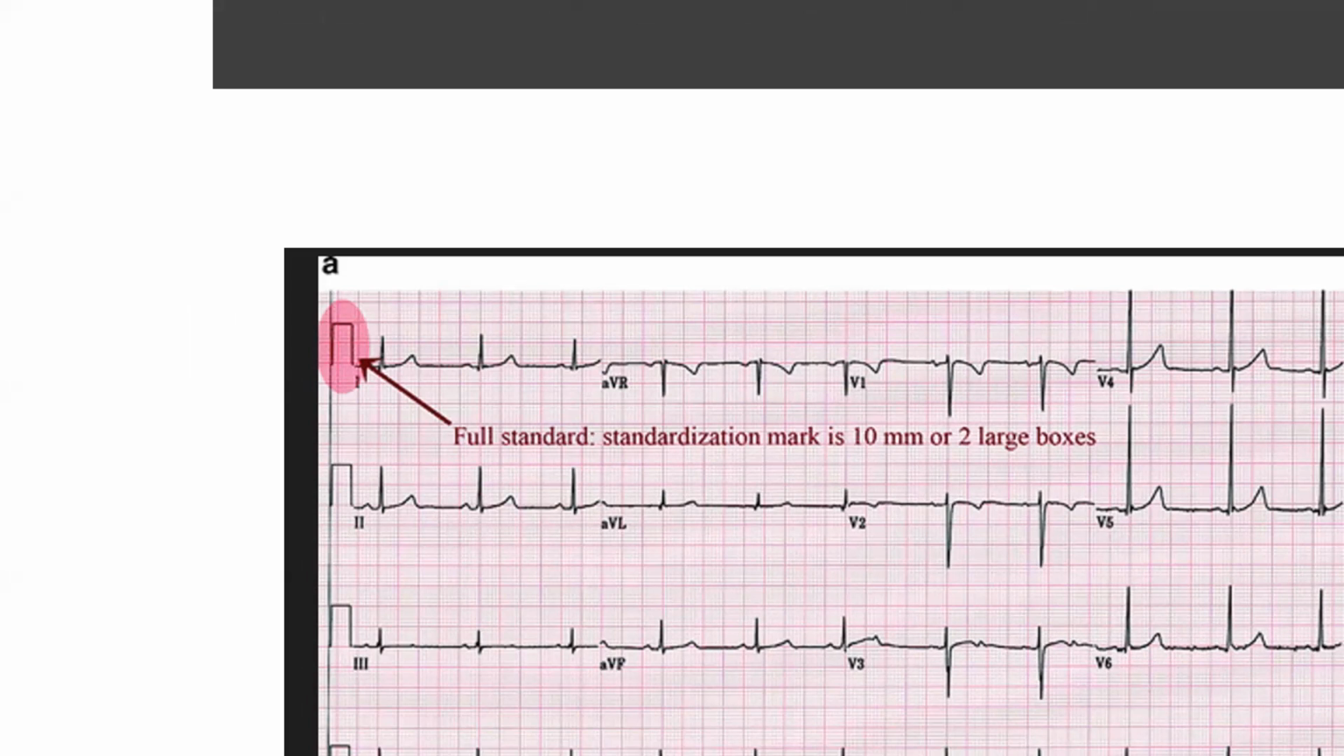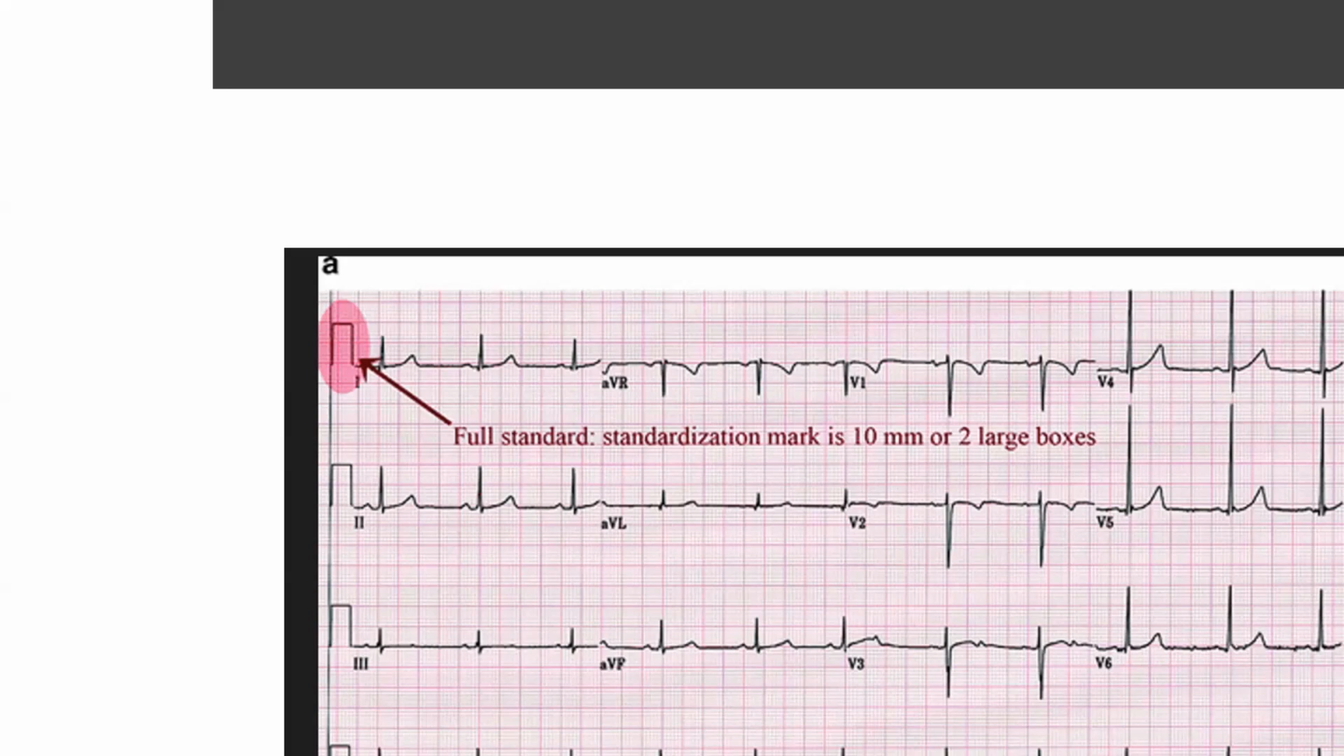Now, there are some instances that the machine has to adjust the writing or the inscription in the paper. For example, if the complexes and waveforms are too large, what's going to happen is that they will overwrite each other, and therefore it will be difficult for you to interpret. And thus, the machine will have to decrease the amplitude or sizes of the waveforms.